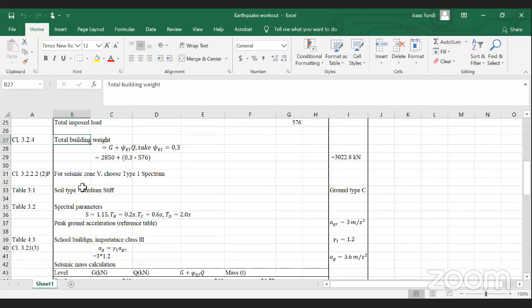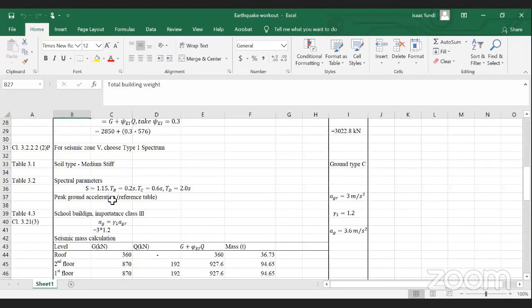Table number 3.1 of the code, that is again of the Eurocode, provides a list of different types of grounds or ground conditions. In our case, we are told that the building is being done in a medium stiff kind of ground. Out of table 3.1, we get the ground type to be type C. Since we get those values, we can then get the parameters: the soil factor S, TB, TC, and TD.